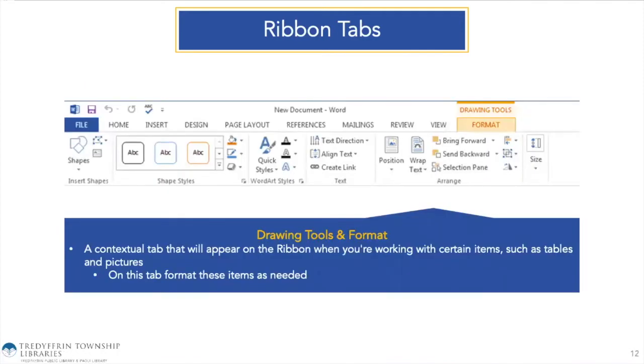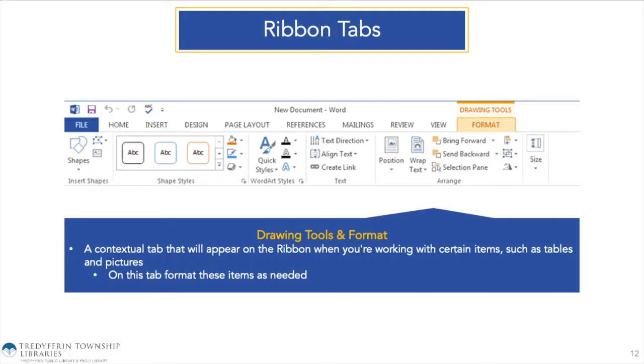And the last tab is the Drawing Tools and Format tab. This is a contextual tab that will appear on the ribbon when you're working with certain items, such as tables and pictures. And this tab will let you format those items. With the picture that I've provided here, this is, I believe, a shape rather than a table or a picture. So the drawing tools and the format will change depending on what item you are working with.